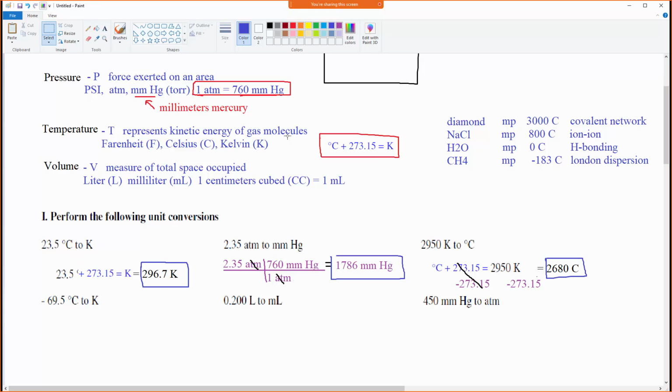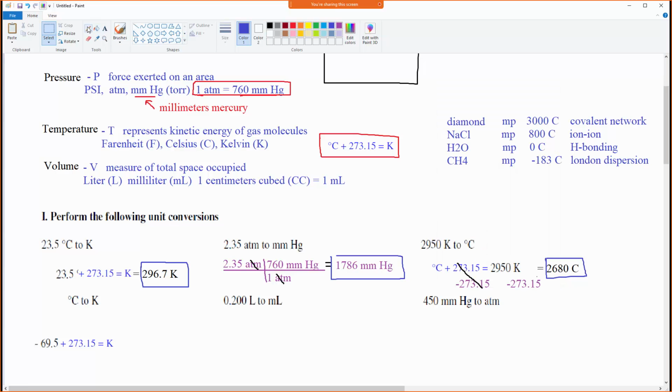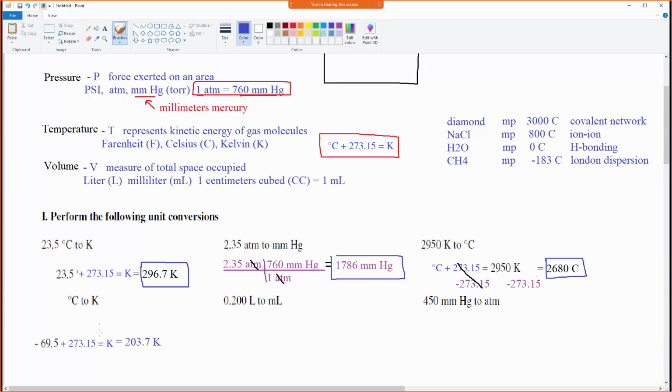Yeah, we're just going to take this guy again, and then we're going to insert. This is the degrees Celsius, so I'm going to put this in that spot, and we're going to solve for K. 273.15 minus 69.5, so I'm going to get 203.7. That's my answer. Perfect. You guys have got it.